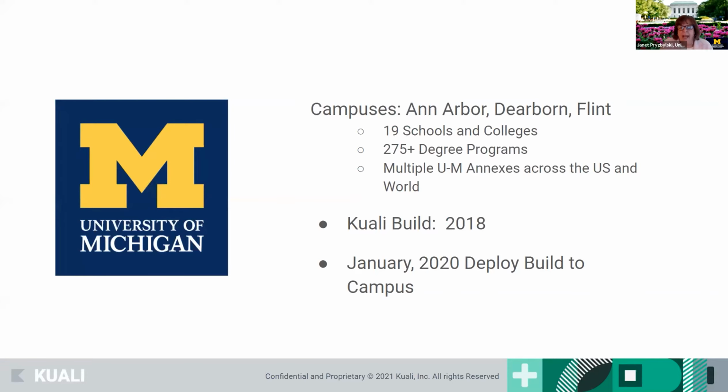So just a little bit of background. The University of Michigan has 3 campuses, Ann Arbor, Dearborn, and Flint. The Ann Arbor campus is where I'm located, our main campus. We have 19 schools and colleges. We have over 275 degree programs, and we have multiple annexes across the US and the world. So we are supporting our colleagues everywhere.